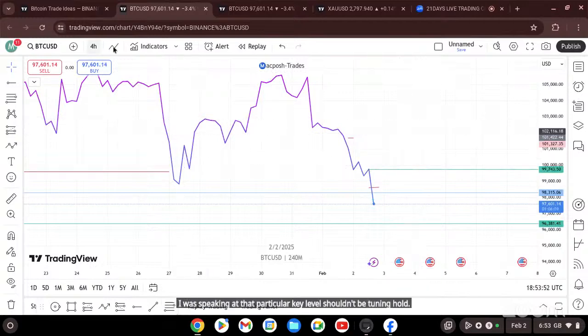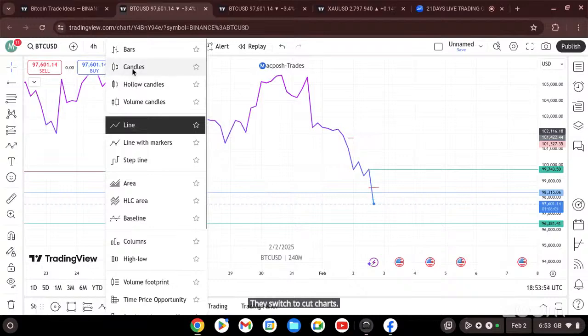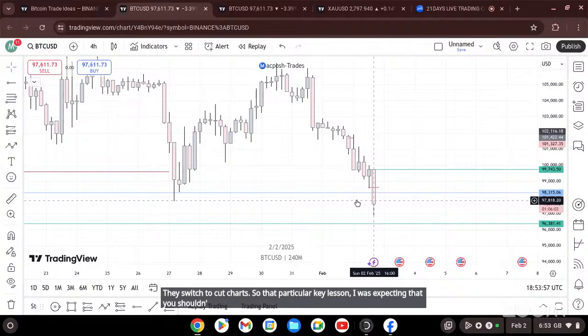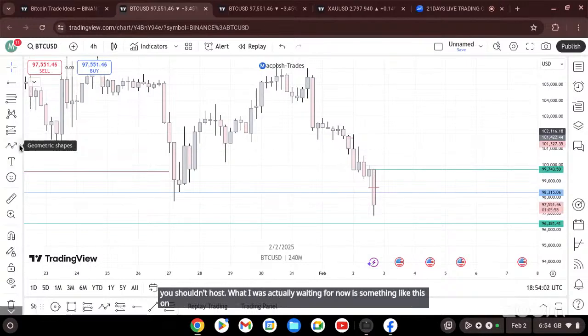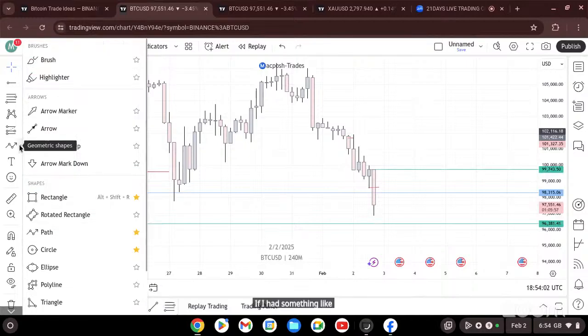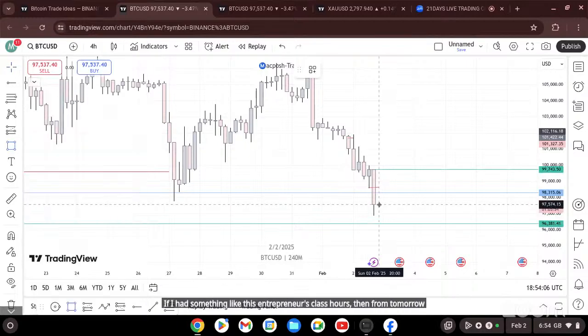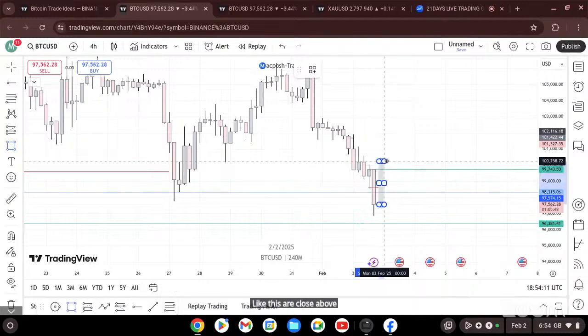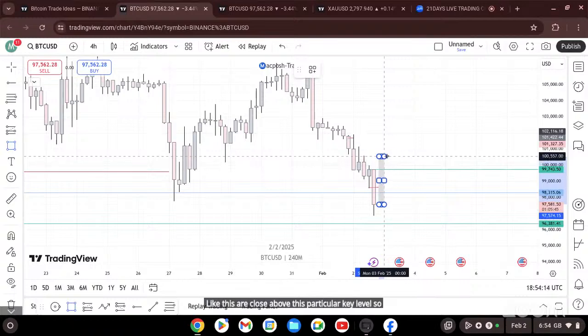Let's switch to charts. So that particular key level now, I was expecting that it shouldn't hold. So what I'll actually be waiting for now is something like this on this particular 4 hours. If I see something like this on this 4 hours, then from tomorrow I'll be looking for buys, for another bullish candle to form like this and close above this particular key level.